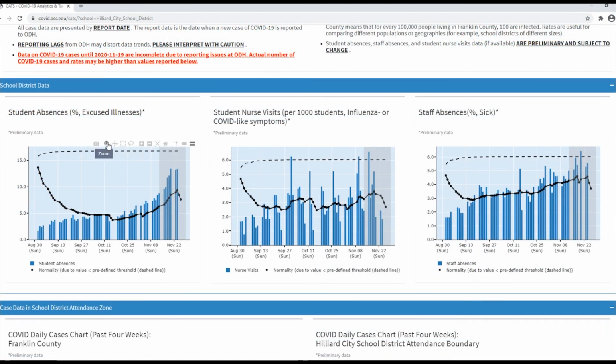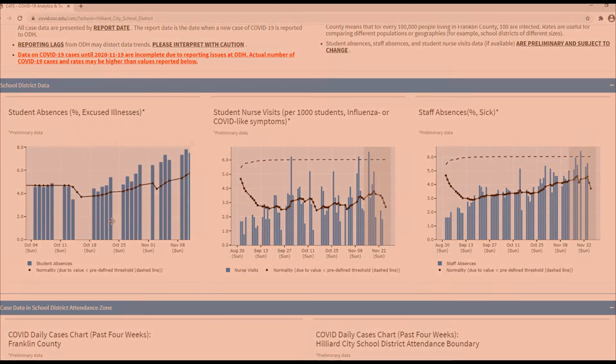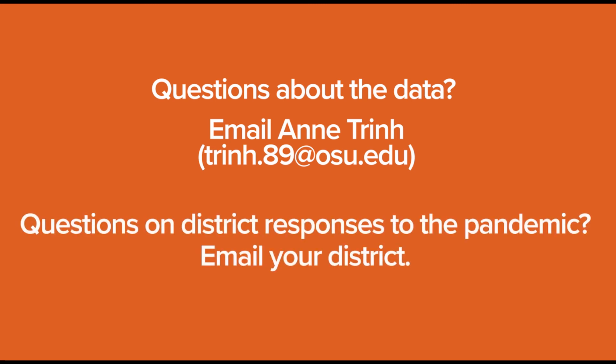We hope this has given you a better understanding of the indicators on your district-specific COVID-19 surveillance dashboard. These data are for informational purposes only and should be interpreted with caution. If you have any questions about data, please feel free to contact Ann Trin at trin.89@osu.edu. If you have any questions about how your district is responding to the pandemic, please contact your district directly.